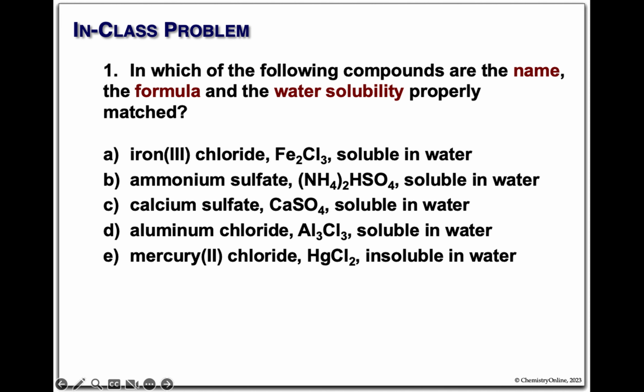All right, we're looking at a series of compounds with names, formulas, and water solubility. Which one is correct? Okay. Iron 3 chloride. Iron will be +3, chloride will be -1. We would need 1 iron and 3 chlorides. That's not what we have here, is it? The formula is wrong. It should be FeCl3.